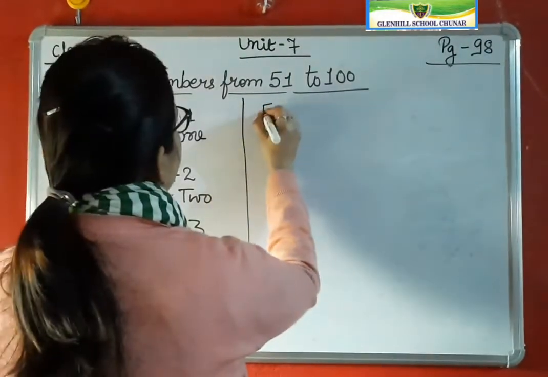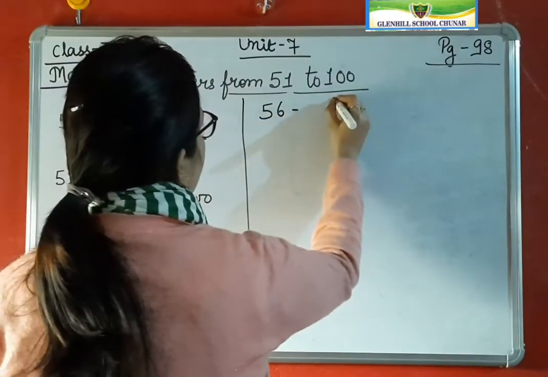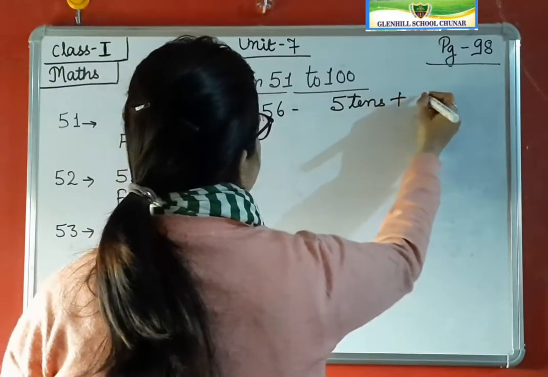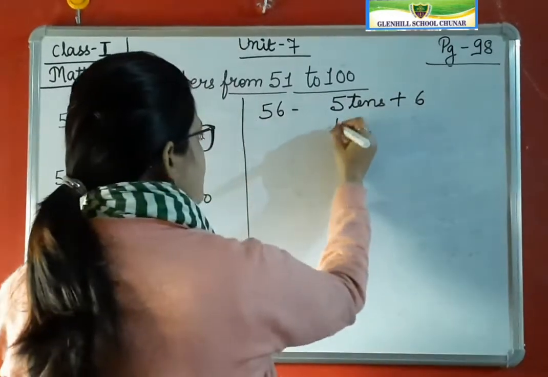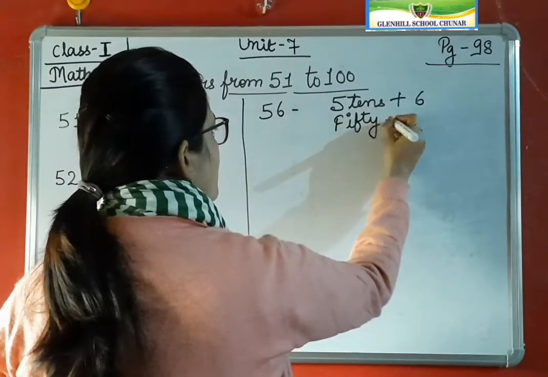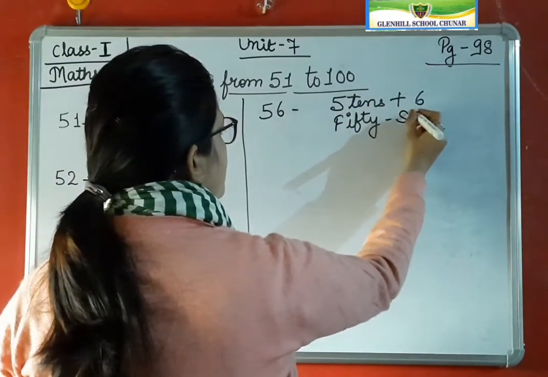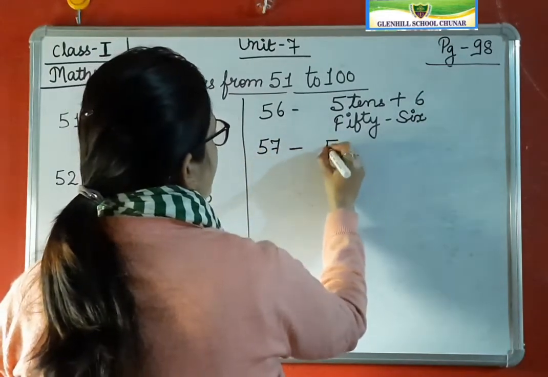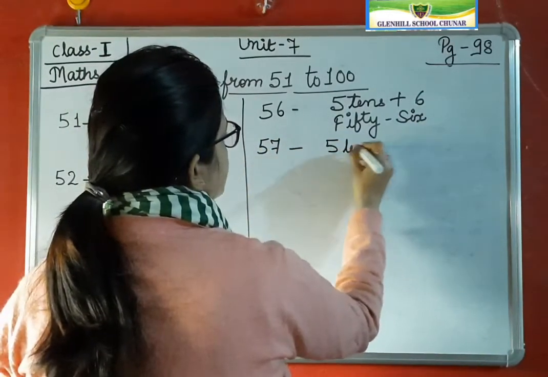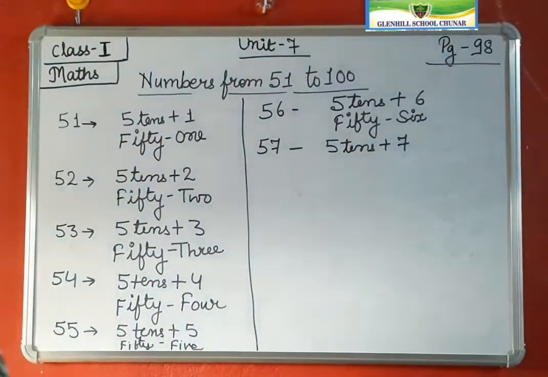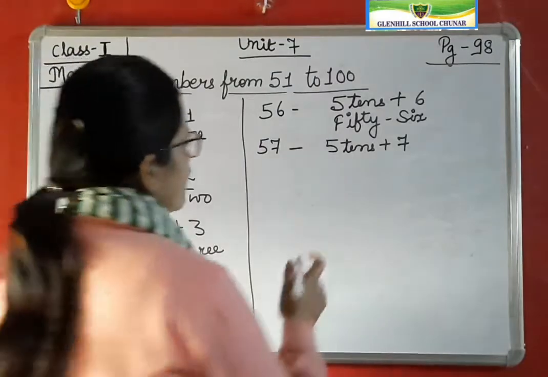Then 56. 5 tens plus 6. So it becomes 56. 57. 5 tens plus 7. Like this you have to complete. So do it, students. I will give you the time.